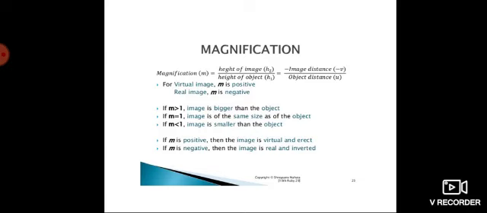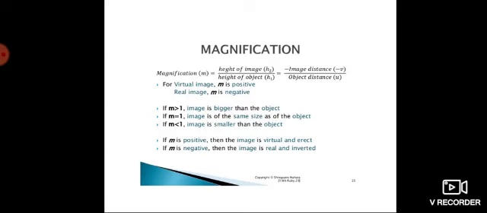Now you can also see that for a virtual image, magnification m is always positive. Why do I say that? Because a virtual image is normally formed on the upper side of the principal axis, and according to the Cartesian sign convention, anything above the principal axis is positive. So for a virtual image, we normally get magnification as positive.